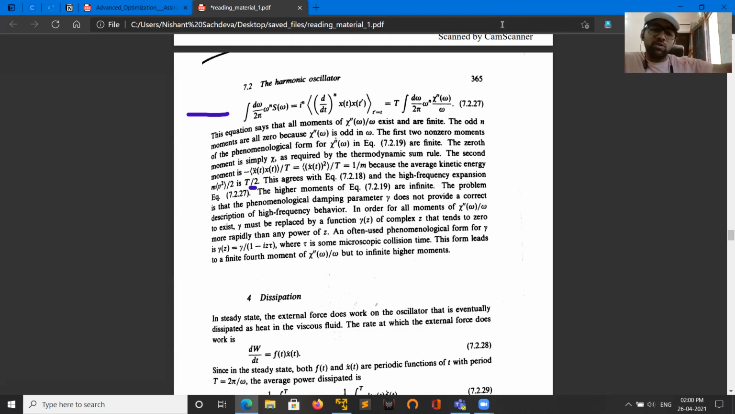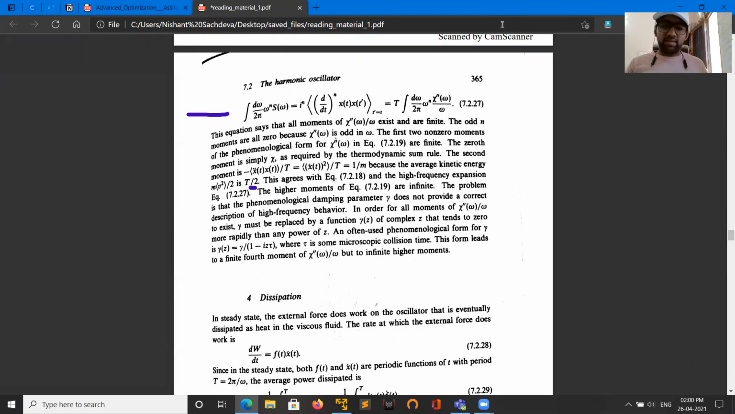An often used phenomenological form is gamma of z equals gamma over 1 minus iota z tau, where tau is the microscopic collision time. Remember, tau c was the mean collision time; this is some microscopic collision time. This form leads to a finite fourth moment of x double dash of omega by omega, but to infinite higher moments. This entire section was quite complicated, so it's understandable if we don't have a complete grasp of it, but we will attach material along with the report. So don't worry.